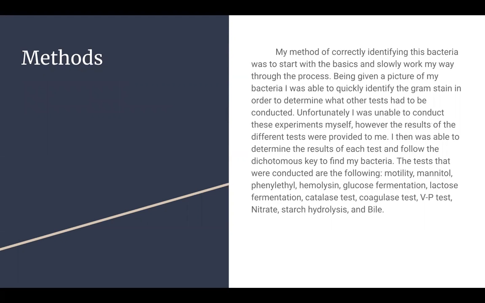So my method of figuring out which bacteria I had was to use all the tools that were provided to us. Just take a step back. It could be overwhelming looking at everything, so just simplify it, look at the picture. That already narrowed down which dichotomous key to use, which also points you in the right direction as to which tests needed to be carried out and which results to look at. Unfortunately, we weren't able to conduct the experiments ourselves, but given the results, we were able to go through the process just the same way as we would have in in-person labs.